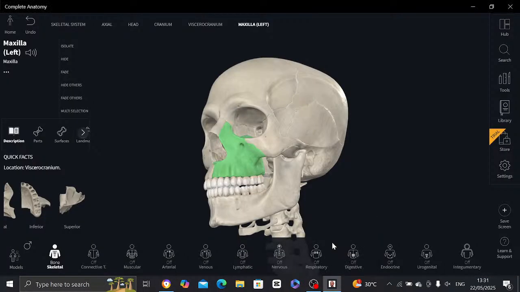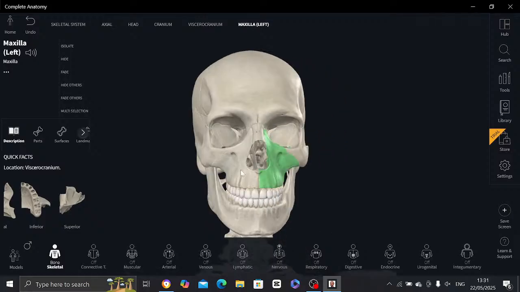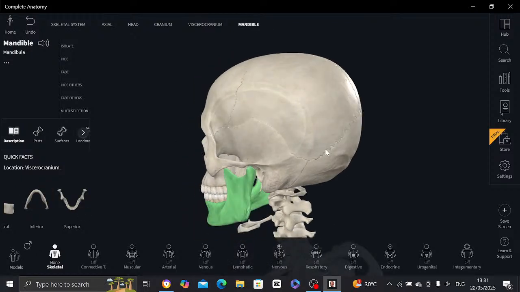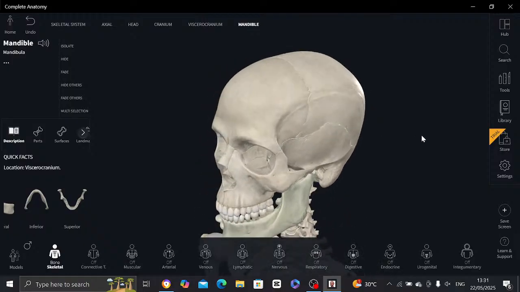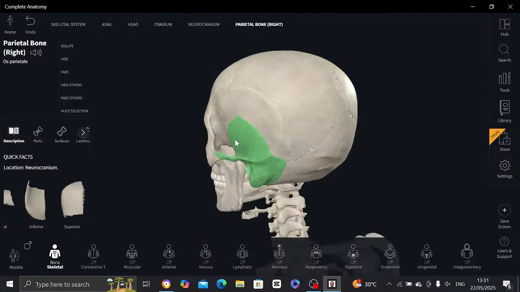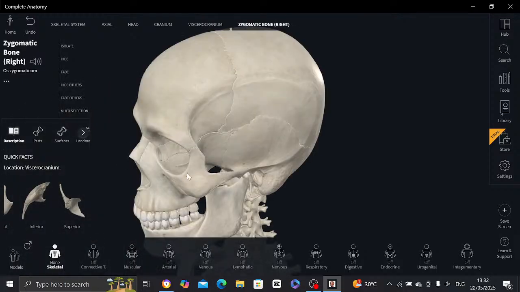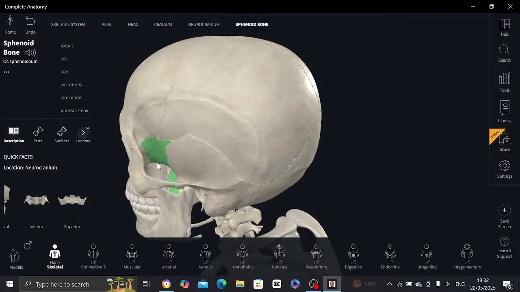The viscerocranium seems to be more irregularly shaped and smaller than the neurocranium. So we can see these are the bones of the viscerocranium. Generally the neurocranium is made up of 8 different bones. If we go from the front, we have the right and the left temporal bone. So this is the right temporal bone. We have the right and the left zygomatic bone. So this is the left zygomatic bone. Then we have the sphenoid bone, on the lateral aspects of the skull.